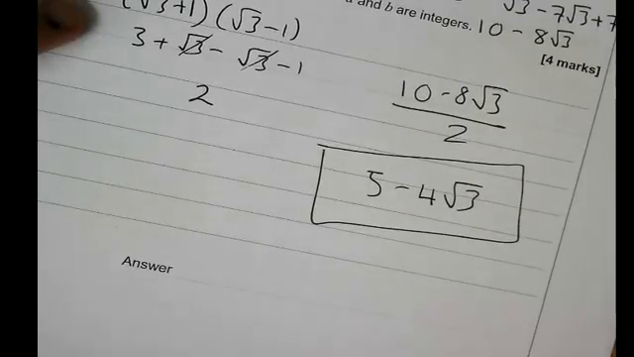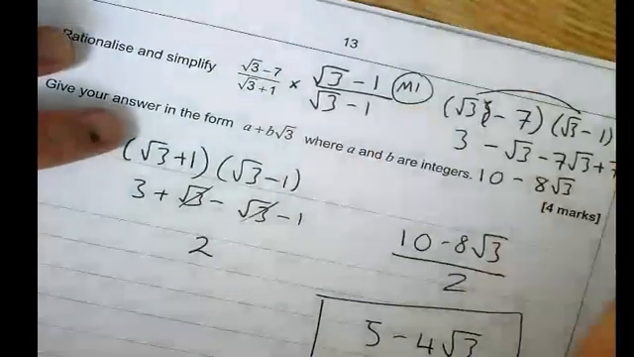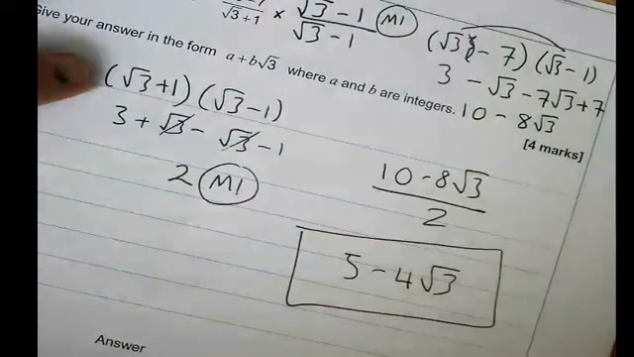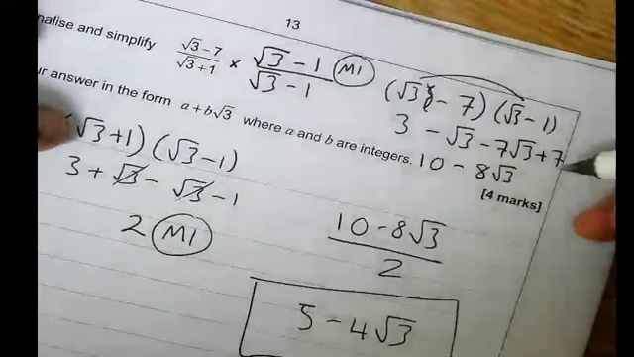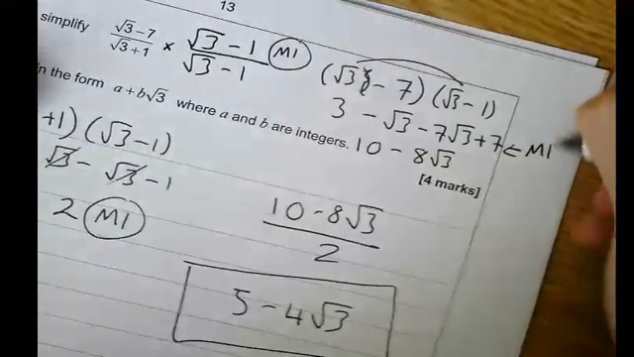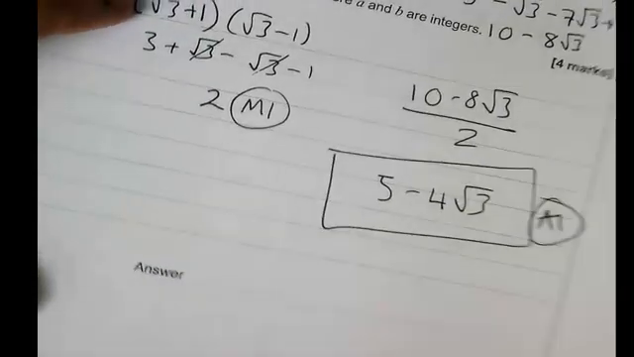You would get 1 mark for multiplying by the conjugate. You would get 1 mark for a denominator of 2. 1 mark for a numerator of, it doesn't need to be simplified, so if you've got this line, that is 1 mark, and then full marks for this as your final answer.